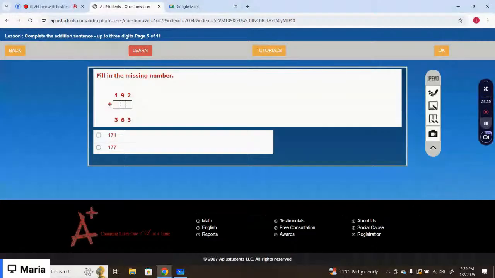Fill in the missing number. 192 plus the missing number equals 362. So which is the correct option?